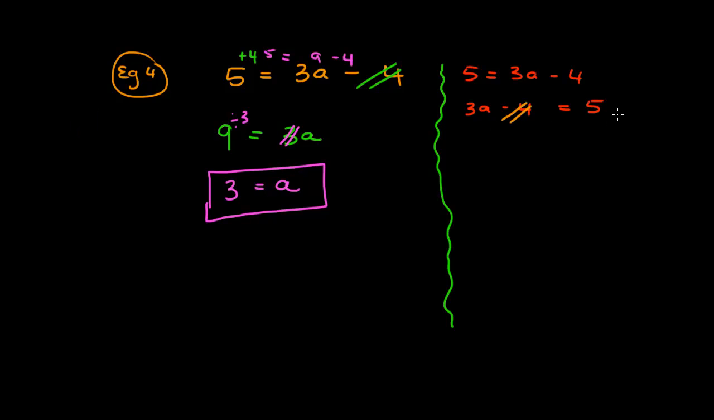Like before, opposite of minus 4 is plus 4. 3a equals 9. The opposite of times 3 is divide by 3. A equals 3. And again, you can quickly test it, just like we did last time, as 3 times 3 is 9. 9 take away 4 is 5, which equals 5. Okay, last question, guys.